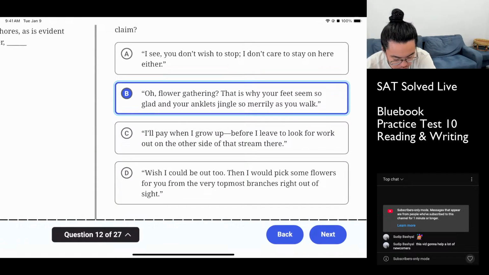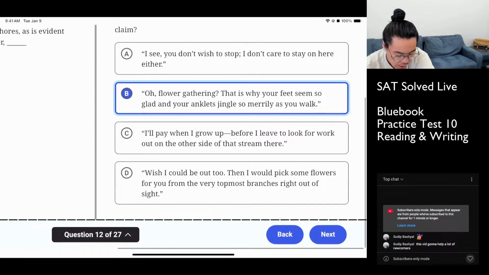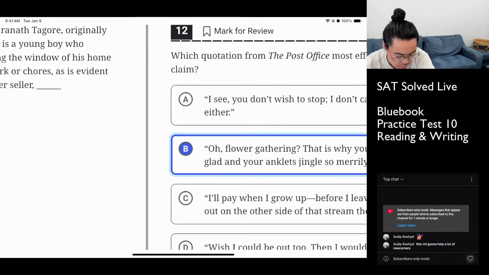Oh, flower gathering? That's why your feet seem so glad and your anklets jingle so merrily. You're so happy. I guess that is the opposite of worrying, so that seems correct. I'll play when I grow up. But that doesn't make sense. Wish I could. No, yeah. Only this one has anything to do with you guys aren't worried. You guys are carefree, even when you're working, as in flower gathering.